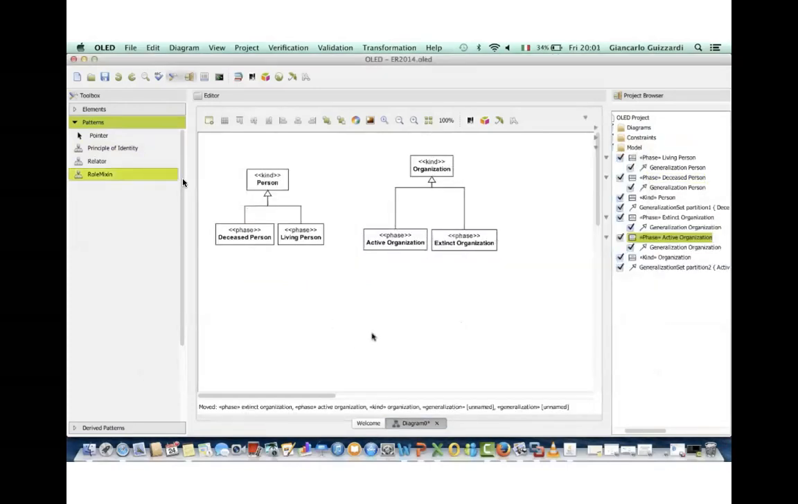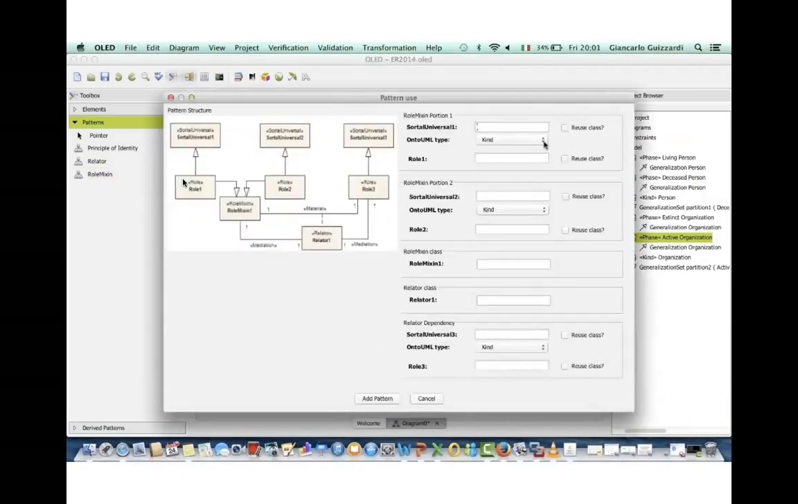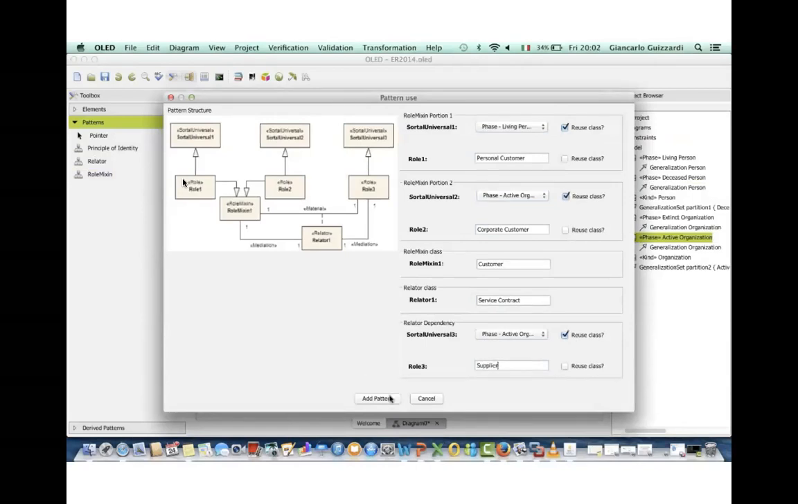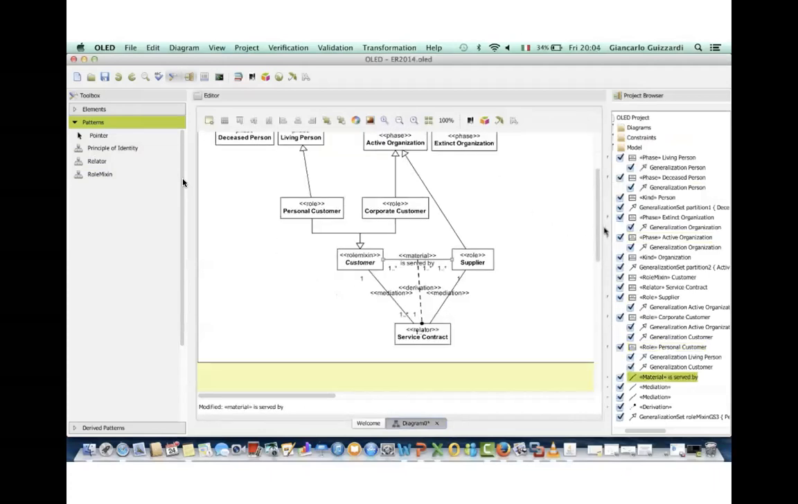And here we have this more sophisticated role mixin pattern, in which I say, for example, that personal customer is a role played by living people, that corporate customer is a role played by active organization, and that the relator in this case is a service contract, and the role on the other end is the role of supplier, which again is played by active organization. And then voila. So we basically instantiate these three patterns and create these models. It's a very simple model, but it's not a trivial model. Actually, many people would get this model wrong because of how to connect this customer with the multiple kinds of things which can instantiate that role, right?